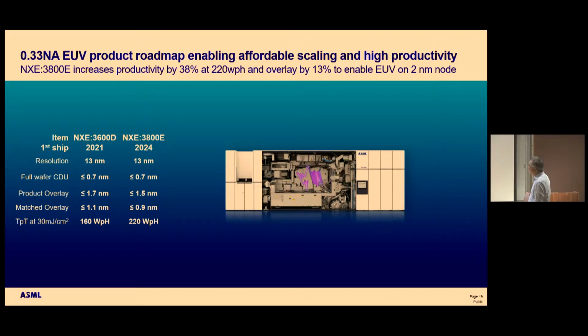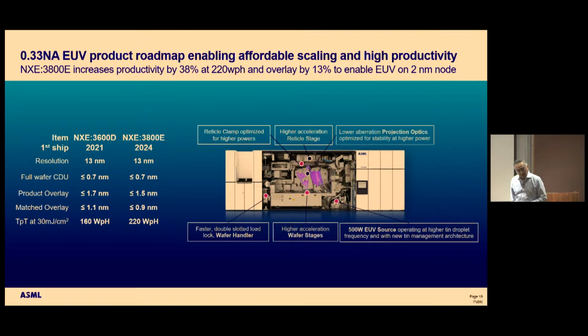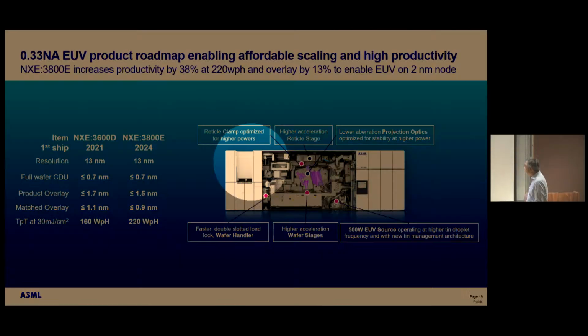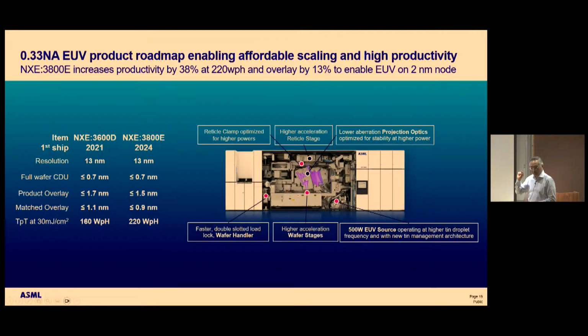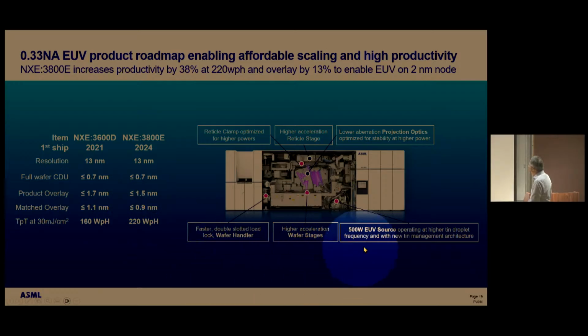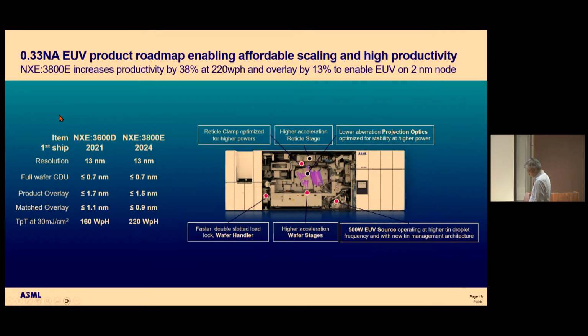Okay, so this is our latest 0.33 NA machine, the 3800, right? We've already gone through 3400, 3600, and now the 3800. The 3800 machine is quite a nice machine, and of course the throughput has been increased to 220 wafers per hour at 30 millijoules per centimeter squared. You always have to specify the dose. If the dose is very high, of course the throughput comes down. We have a 500 watt EUV source now, and then we have a very low aberration projection optics here, okay?